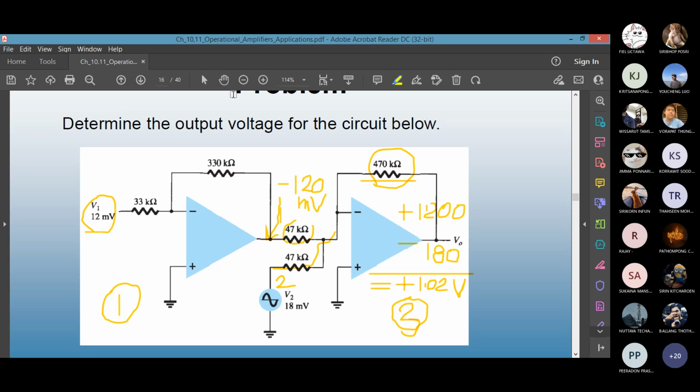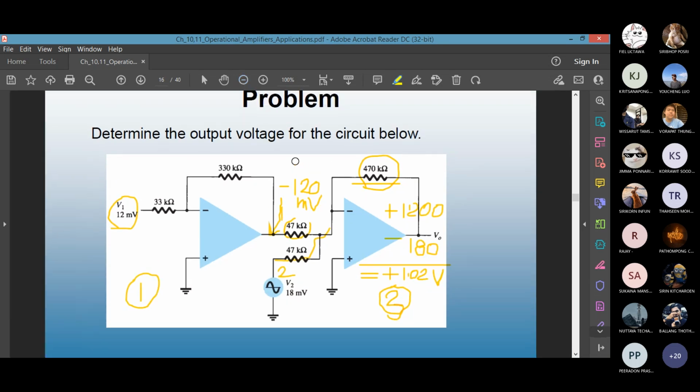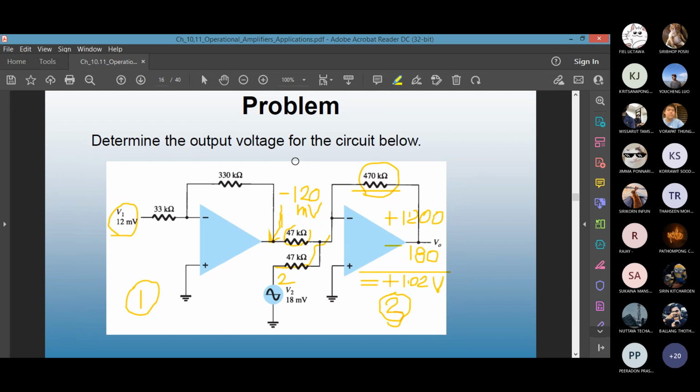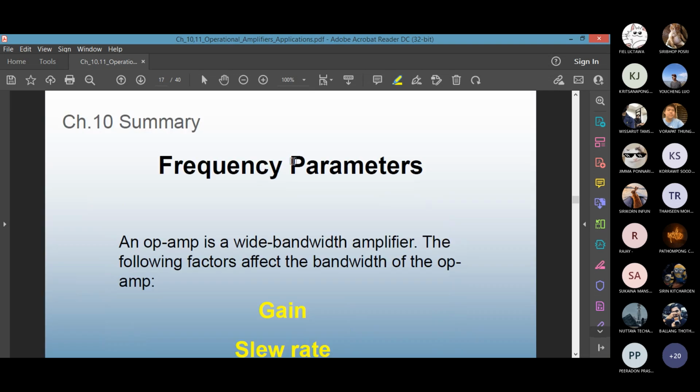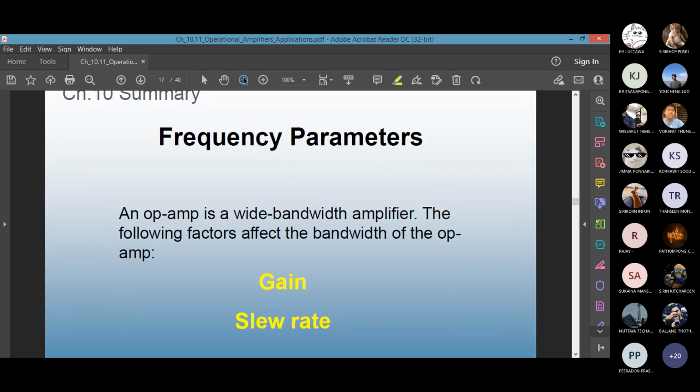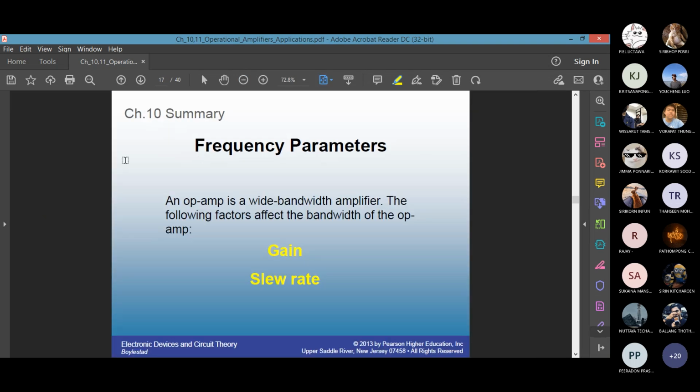Any questions about this one? Just a summing op amp, nothing else. So what do we have next? Some important parameters of the op amp.